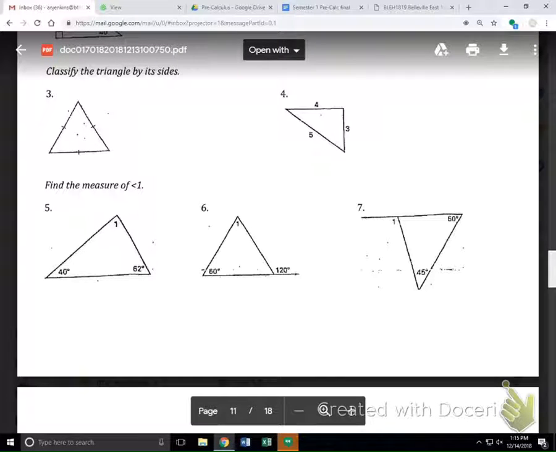The next one. We're classifying it by sides. You see the little tick marks. What type of triangle is this? Next one's what? Scalene, because they do not have the same.